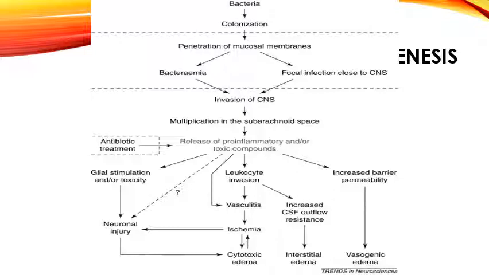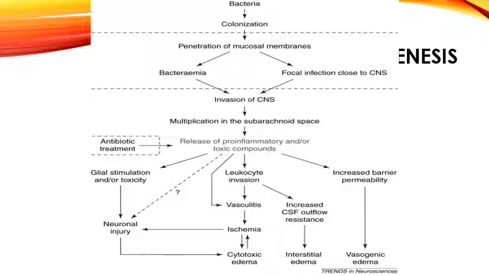And the subsequent response which we get is, the first arrow you'll see is of glial stimulation or toxicity. It will cause neuronal injury and ultimately it will lead to cytotoxic edema. The second arrow which you are seeing is leukocyte invasion, or you can say neutrophilic infiltration. It will cause vascular thrombosis or vasculitis can occur, ischemia, and ultimately leading to cytotoxic edema. The third thing which we are seeing is increased CSF outflow resistance.